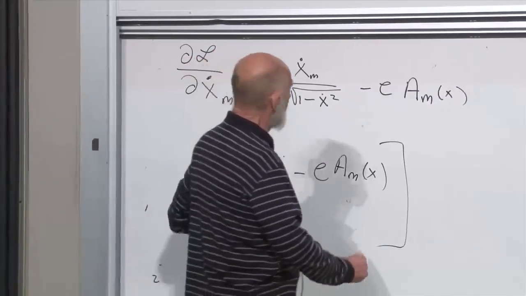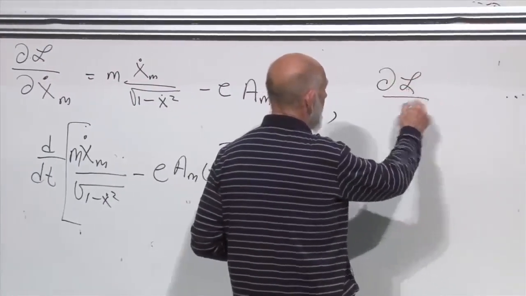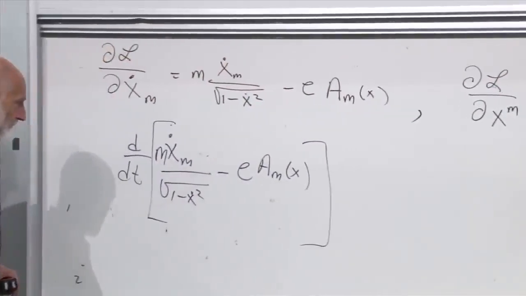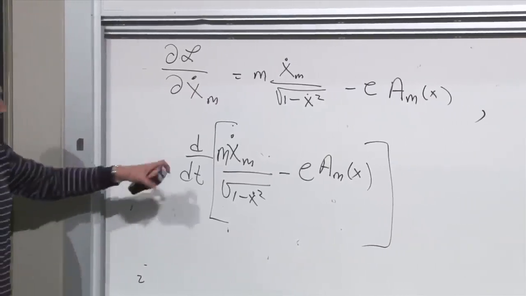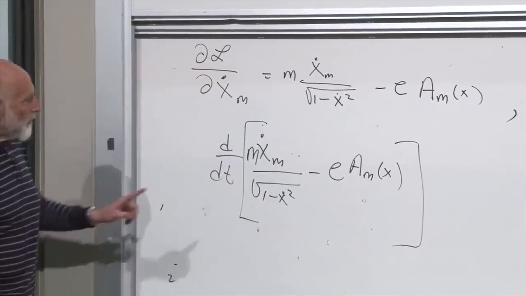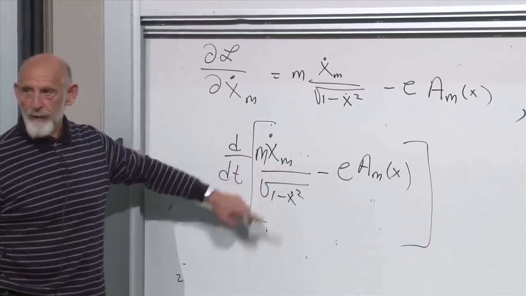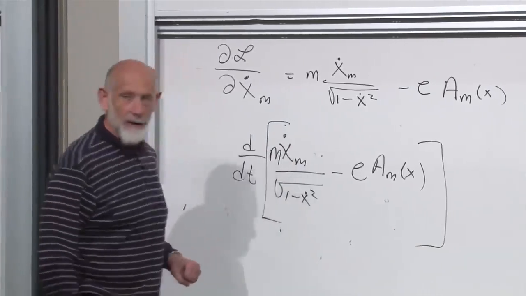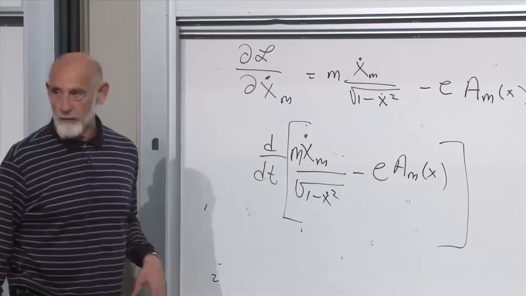How about the right-hand side? The right-hand side should just be dL by dx m, right? Did we switch between co and contra x's? Yes, I did. But remember that when you switch the space components, it doesn't matter. Does that require a switch in the A? It doesn't matter for A either. Right. All three-dimensional components, it doesn't matter.